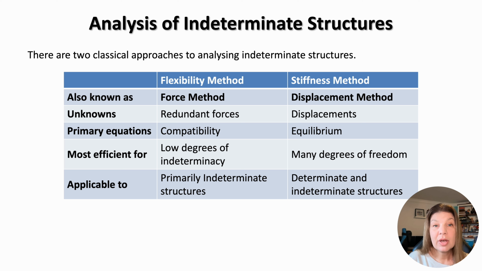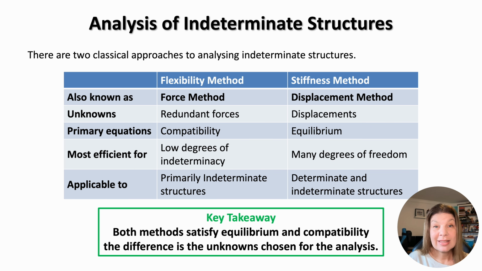Here, the unknowns are the nodal displacements and rotations. The method is based primarily on equilibrium and is particularly efficient for structures with many degrees of freedom and can be applied to both determinate and indeterminate structures. Although these methods appear quite different, they're actually solving the same physical problem. Both satisfy the equations of equilibrium and compatibility. The difference lies simply in the unknowns chosen for the analysis.